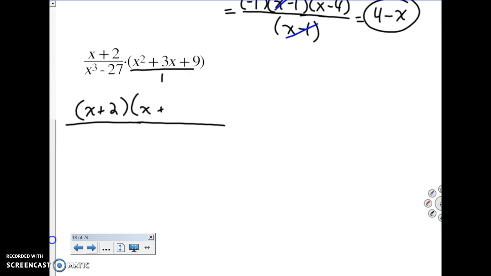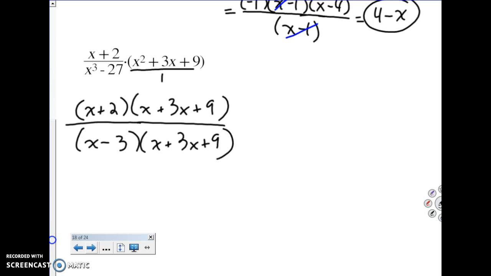If it was binomial squared, the middle term would be 6x. So that is non-factorable. The bottom one on the first is a special pattern because I have 2 cubes. So the pattern for this one is x minus 3. And then the rest looks like this. And then these cancel. And then this is my simplified expression.